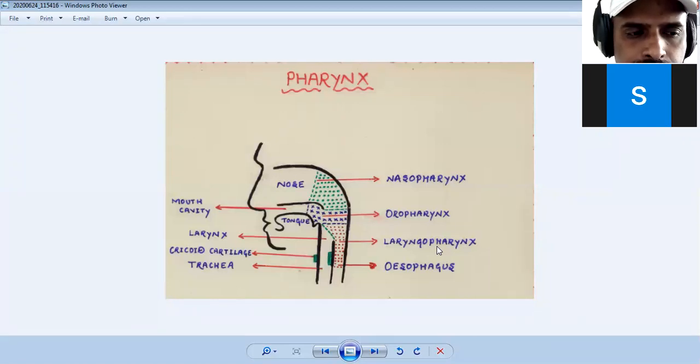The cavity of the pharynx is divided into three parts. That is, the nasal part of the pharynx is the nasopharynx, the oral part of the pharynx is the oropharynx, and the laryngeal part of the pharynx is the laryngopharynx. That you have to remember. One by one we are going to deal with the nasopharynx, oropharynx, and laryngopharynx. So my dear students, first we are going to deal with the nasopharynx.